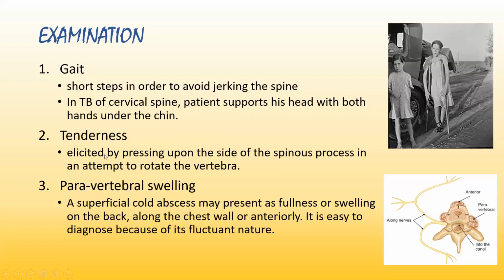Second is tenderness. Tenderness is elicited by pressing upon the side of the spinous process in an attempt to rotate the vertebra. The third one is paravertebral swelling. A superficial cold abscess may present as fullness or swelling on the back, along the chest wall, or anteriorly. It is easy to diagnose because of its fluctuant nature. Sometimes an abscess may be tense and it may not be possible to elicit fluctuation. Needle aspiration may be performed in such cases to confirm the diagnosis.